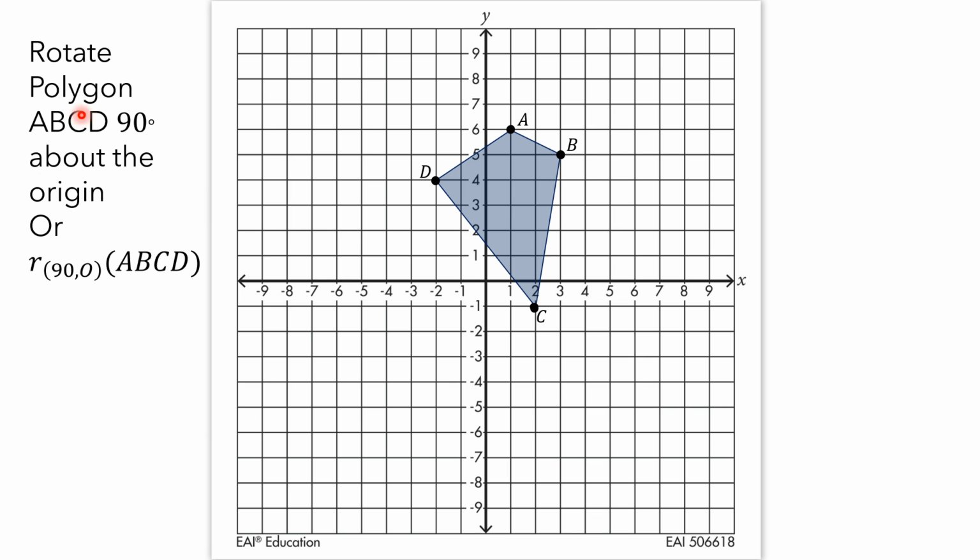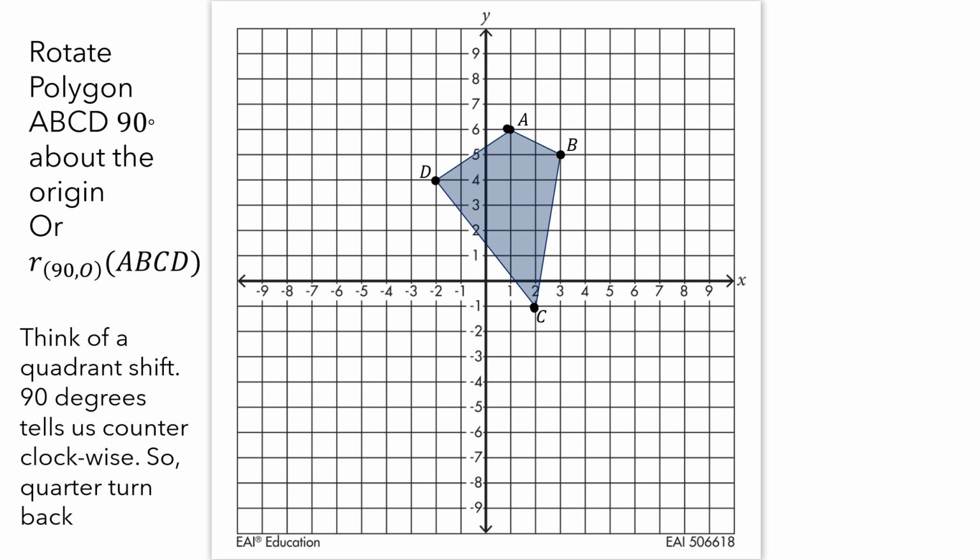Okay. If we're going to rotate polygon ABCD 90 degrees about the origin, remember, since it's 90 degrees, we're going to go counterclockwise. In other words, we're expecting the D term to end down here, the A and B terms to end over here, and the C term to end up here. So let's watch what actually happens. A moves over there, and we'll have a look at what the points are in a second. B moves over here, C to right there, and D moves down into the third quadrant.